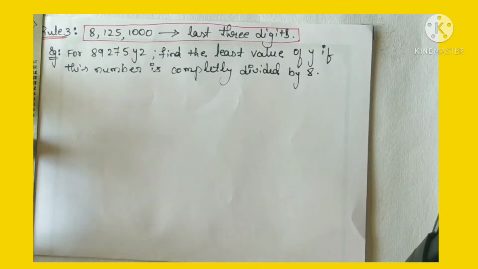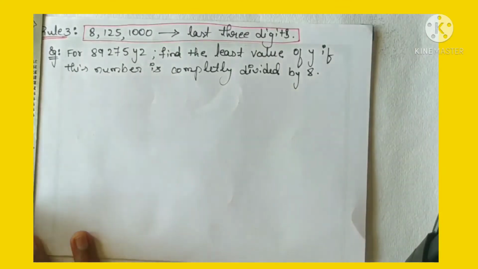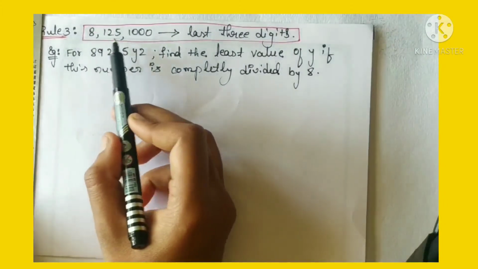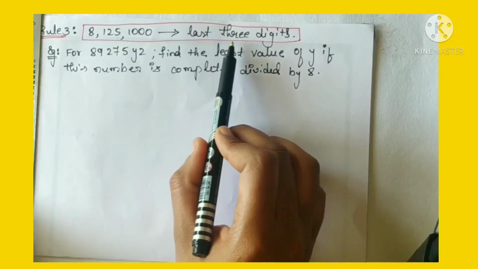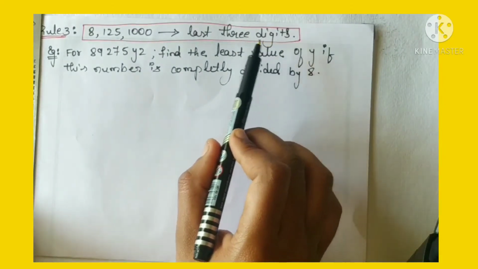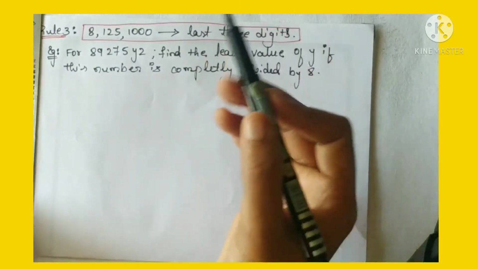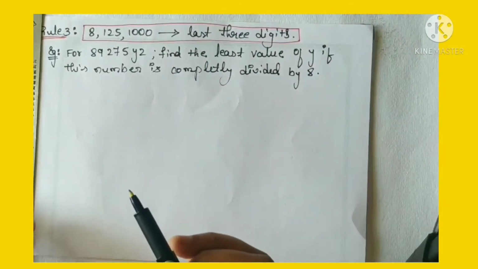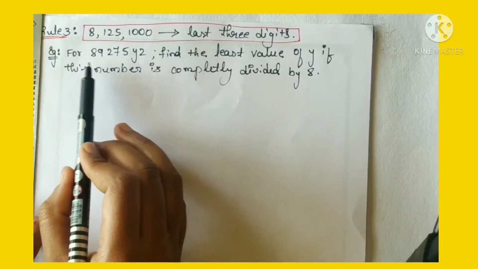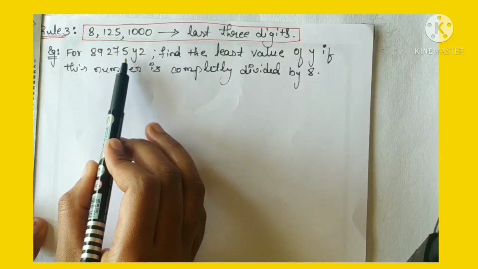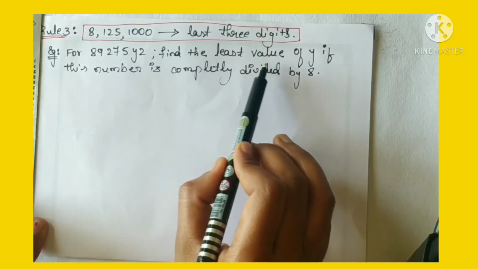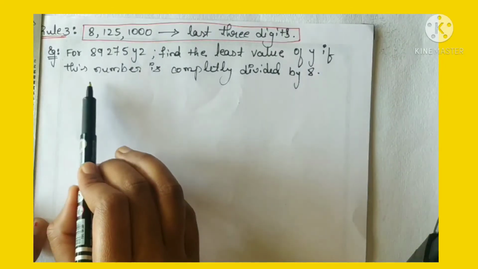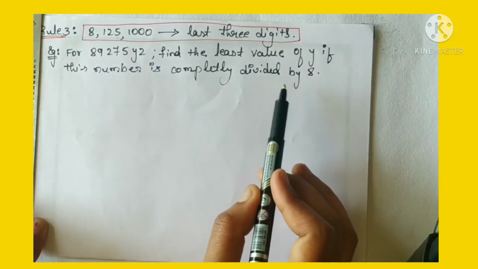Next, we move on to rule number 3. The divisibility rule of 8, 125, 1000 is given as the last 3 digits. So, I will explain this rule with the help of an example. Okay. For 89275y2, find the least value of y if this number is completely divisible by 8.